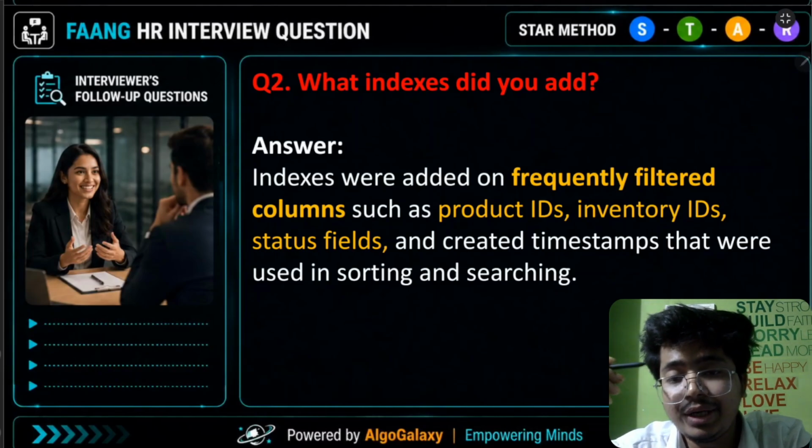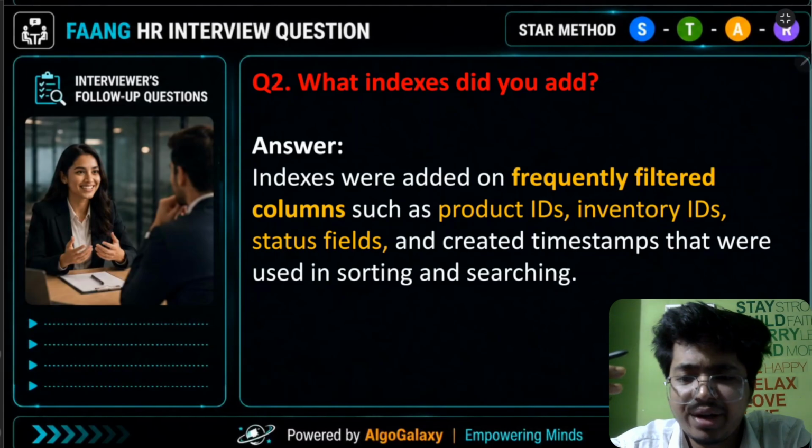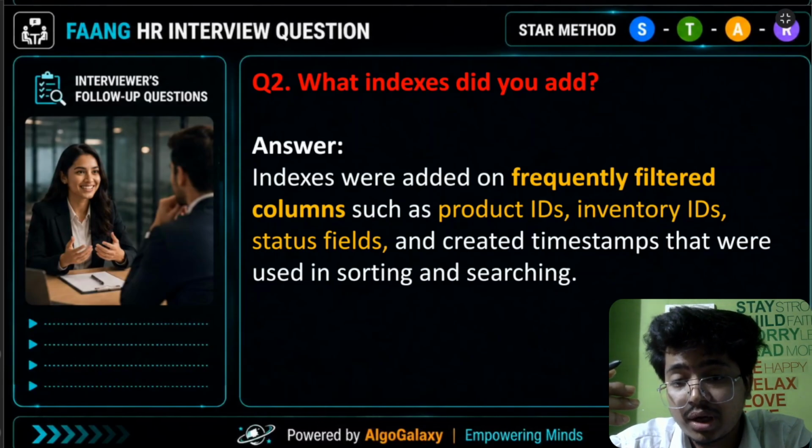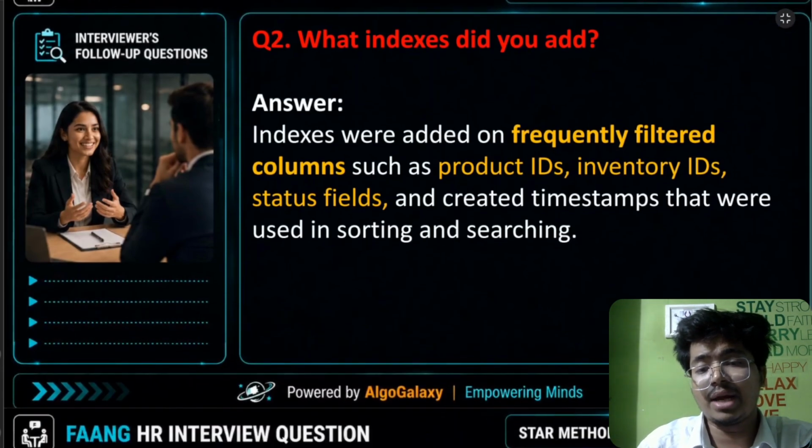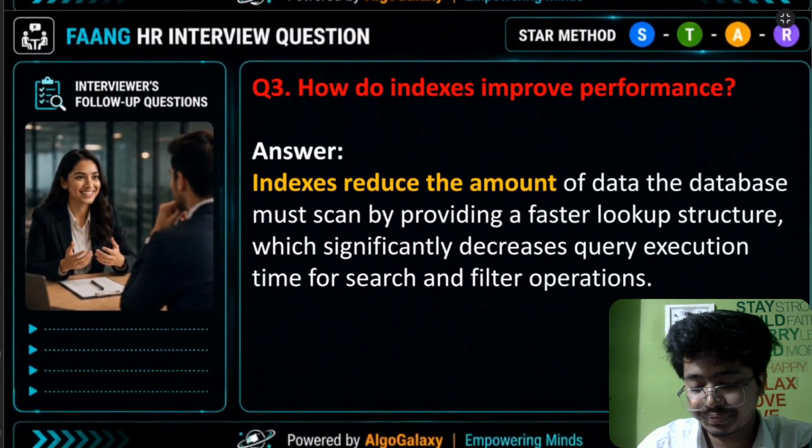What indexes did you add? They can ask me what indexes did you add to improve the system, to improve the database load? So we added indexes on frequently filtered columns such as product IDs, inventory IDs, startup field, and created timestamps that were used in sorting and searching.